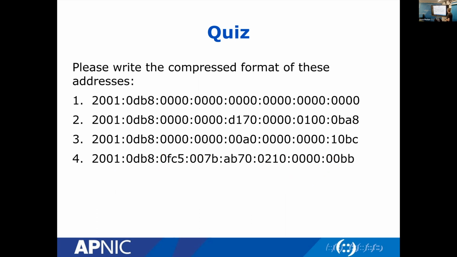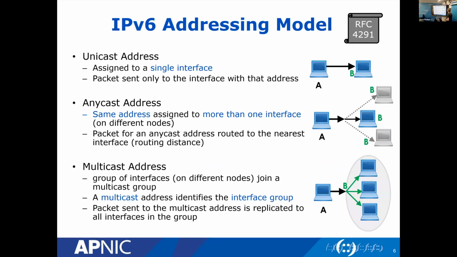So that's our address representation. You can now see that we can make things shorter. We can make lives easier for ourselves. So what sort of addresses do we have in IPv6? So we have our unicast addresses. And like the name says, uni meaning one, cast one. I'm sending out to one person. So this is my host talking to your host. It's assigned to a single interface, and it's only sent to the interface with that address. That's it.